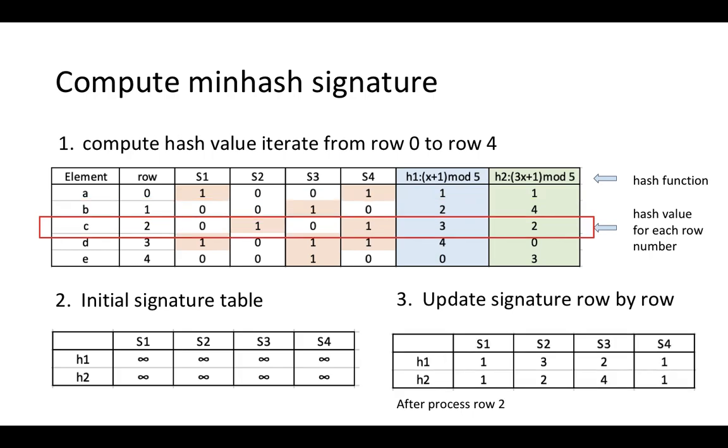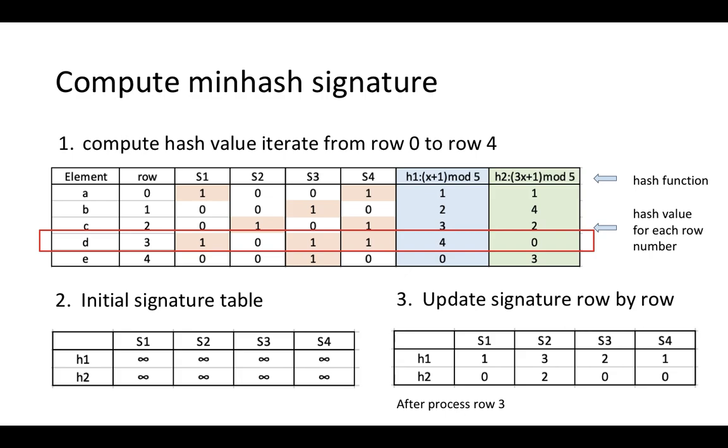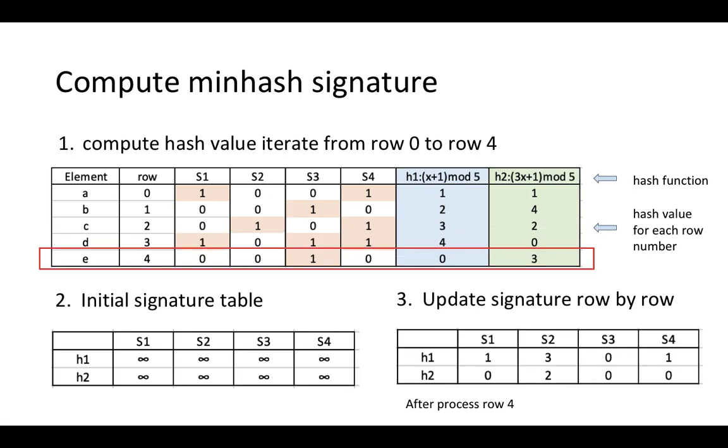We do the same manipulation on row 2 and the updated signature is shown. Process row 3. Process row 4. We get the final signature table shown at the bottom right.